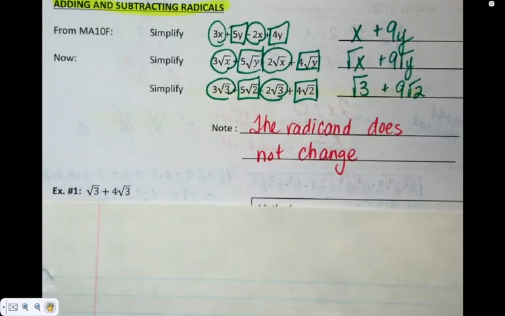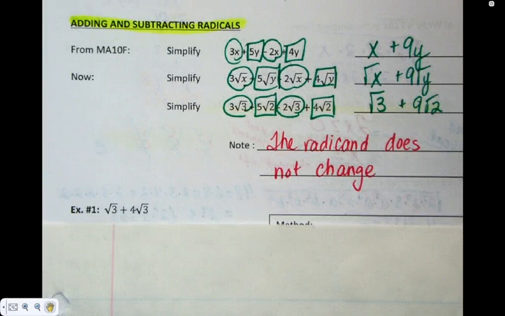This is where we're going to go to paper, because this is like the real example number 1. So put adding and subtracting radicals at the top of your paper. We're going to start slow and work our way up to the hard examples.